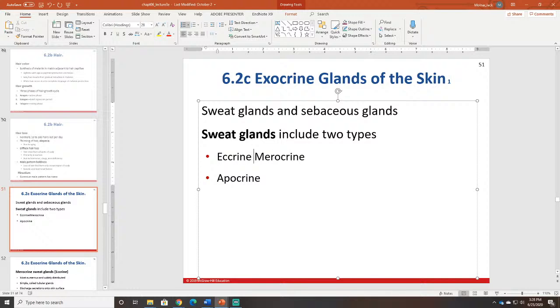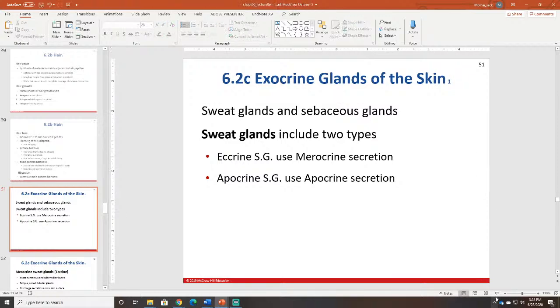Eccrine sweat glands use merocrine secretion. Apocrine sweat glands use apocrine secretion. That's easy to remember.